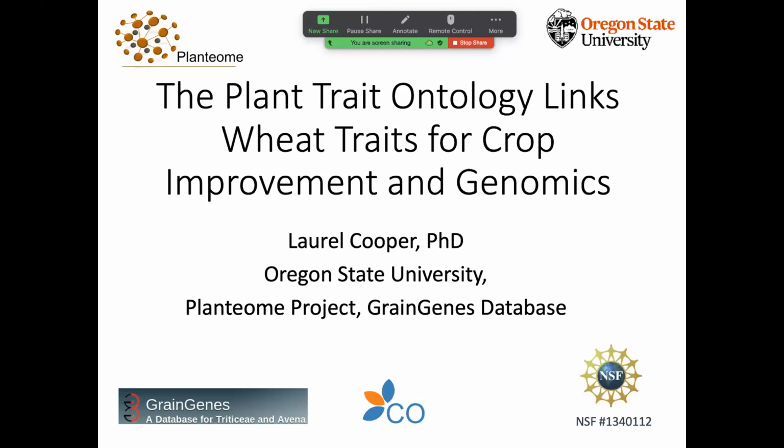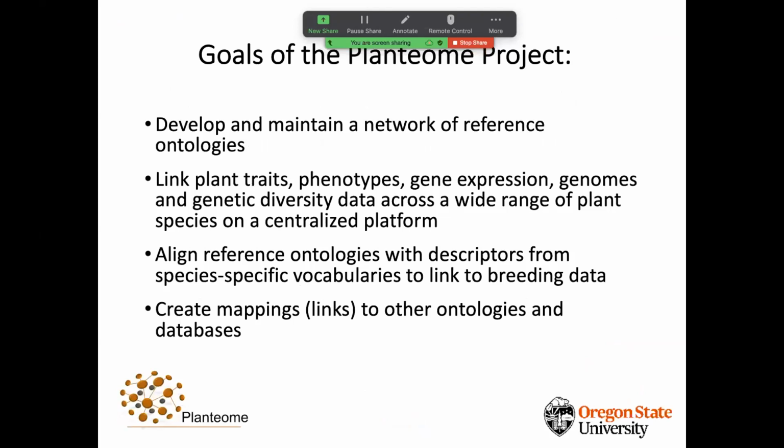So I'm not going to repeat the title because we've already seen that. So the goals of the Plantium project, I thought it'd be helpful to restate these. The Plantium, we aim to develop and maintain a network of reference ontologies for plants, which link plant traits, phenotypes, gene expression, genomes, genetic diversity data from a very wide range of plant species. And today I'm going to be mostly focusing on wheat, but I want to highlight the fact that we do cover about 125 different plant species.